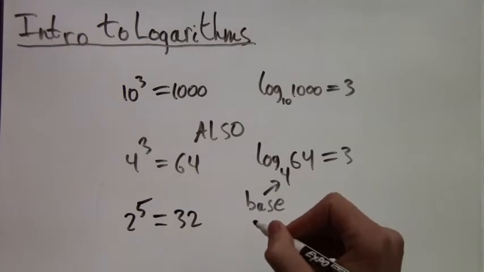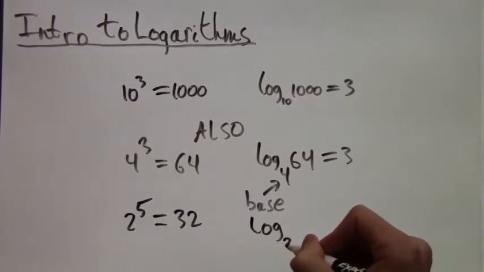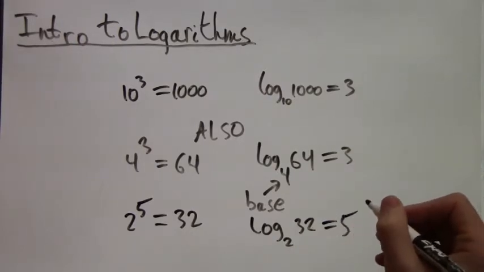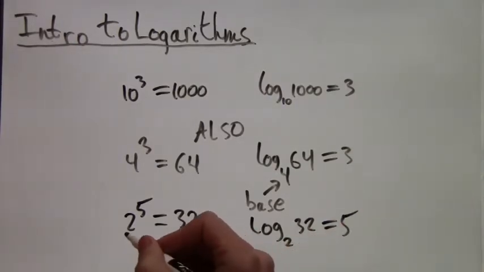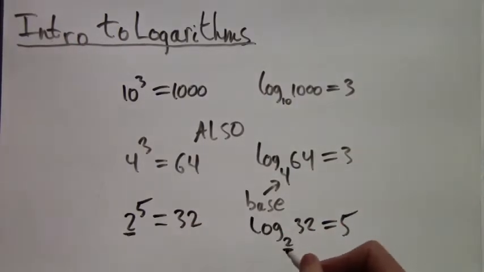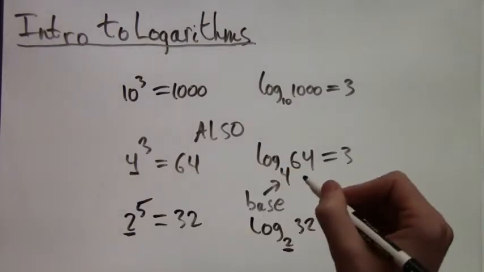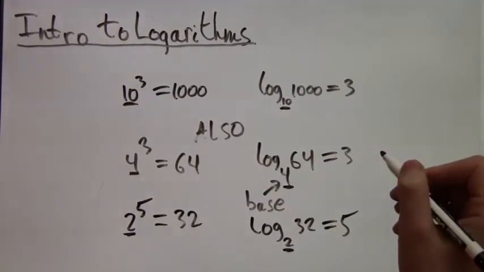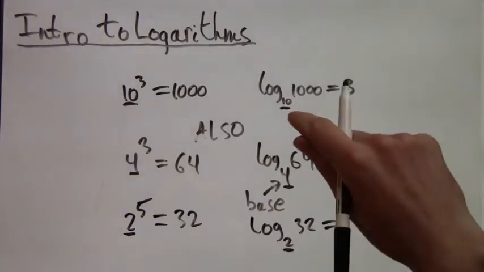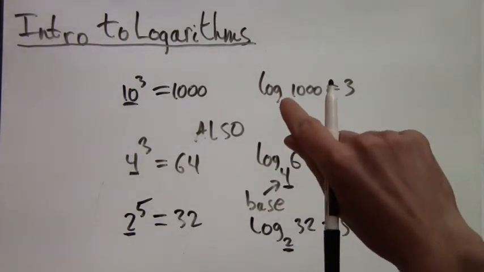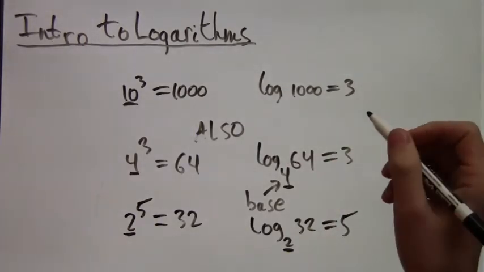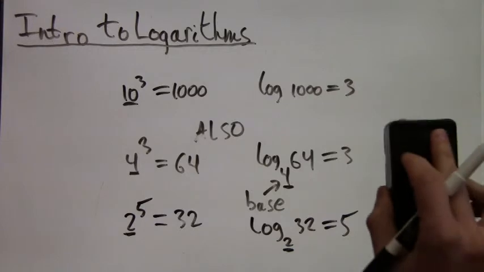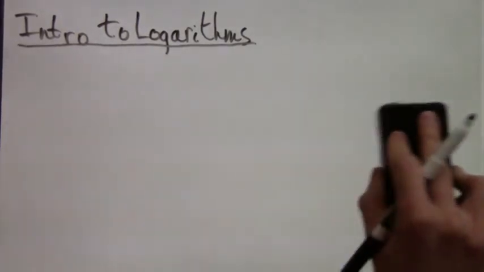To what power do I take 2 to get 32? Well, it's 2 to the 5th, so I take 2 to the 5th power. So log base 2 of 32 is 5. And notice how exponents have bases, logarithms also have bases. These bases are the same. So anyway, that is about how a logarithm works. It's just the reverse, the backwards version of the exponent function.